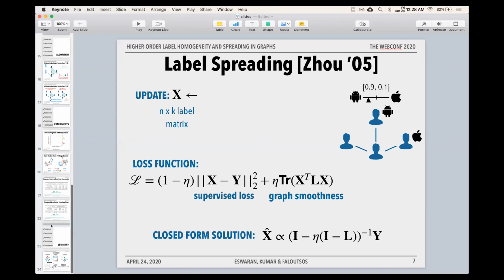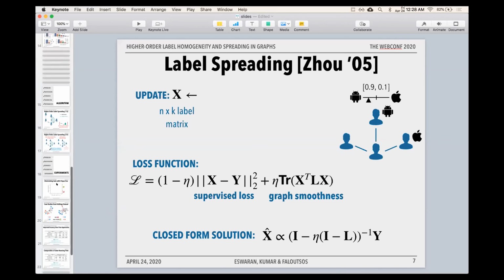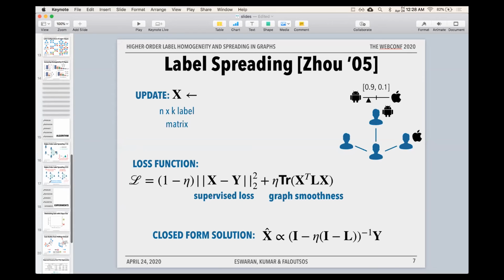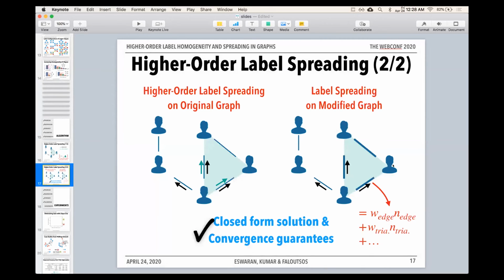Yeah. So the overhead compared to the label spreading algorithm comes from the construction of the modified graph, which involves enumerating cliques. Once the cliques are enumerated, even as they are enumerated on the fly, you can compute what these modified edge weights are going to be. And the modified graph is guaranteed to be at least as sparse as the original graph.